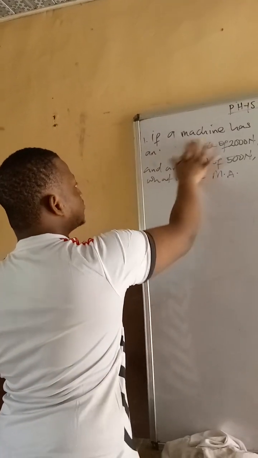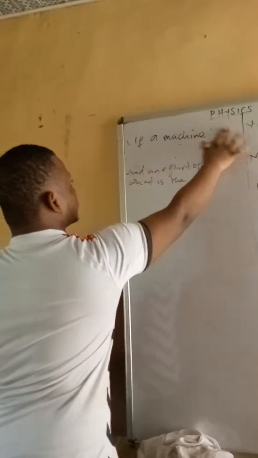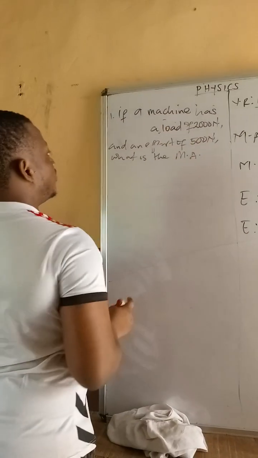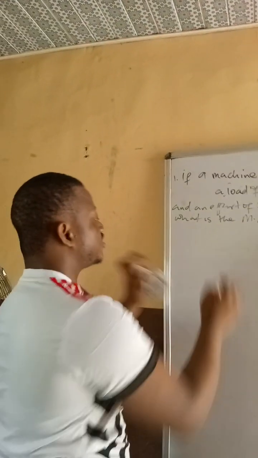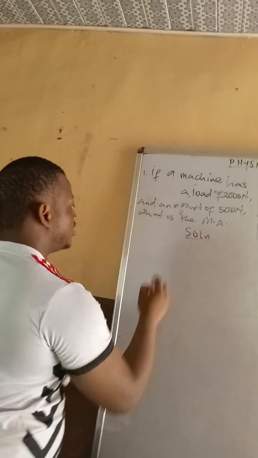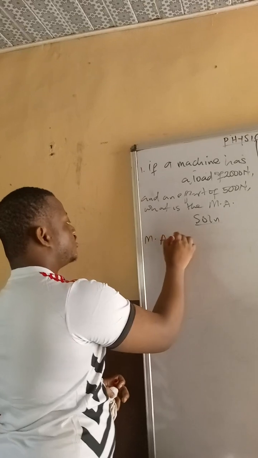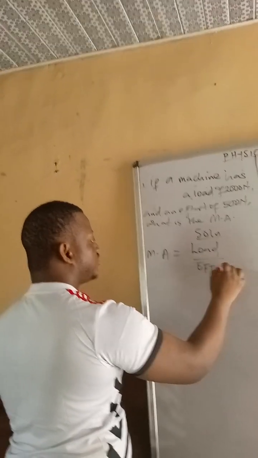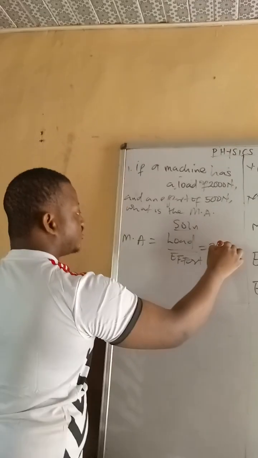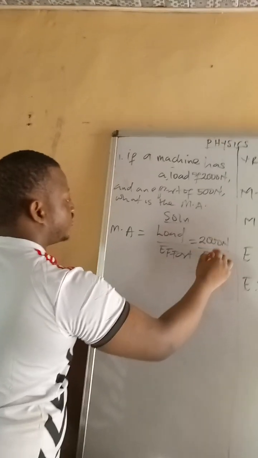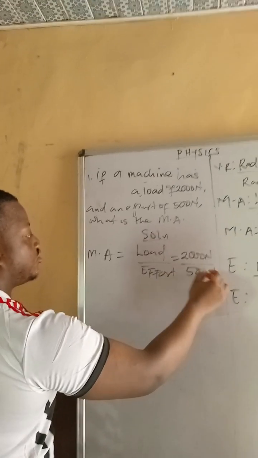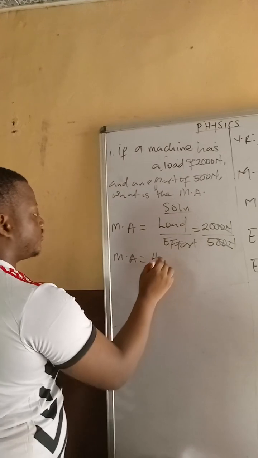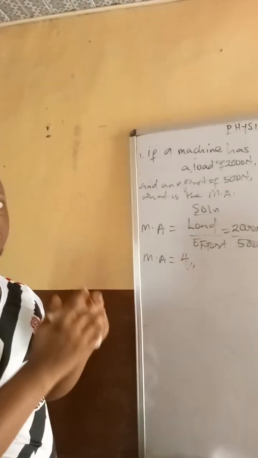So the machine has a load of 2000 Newton and an effort of 500 Newton. The solution: mechanical advantage is load over effort, which gives 2000 Newton over 500 Newton. The units cancel, so our mechanical advantage is 4 because it has no units.